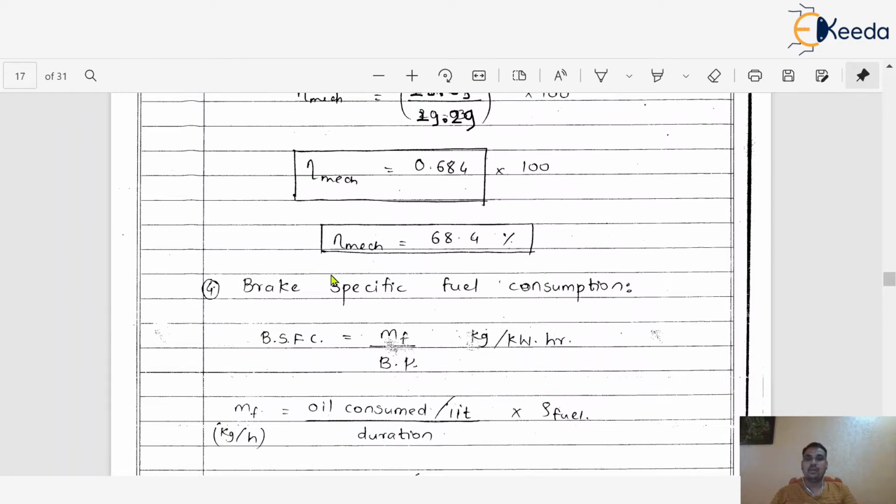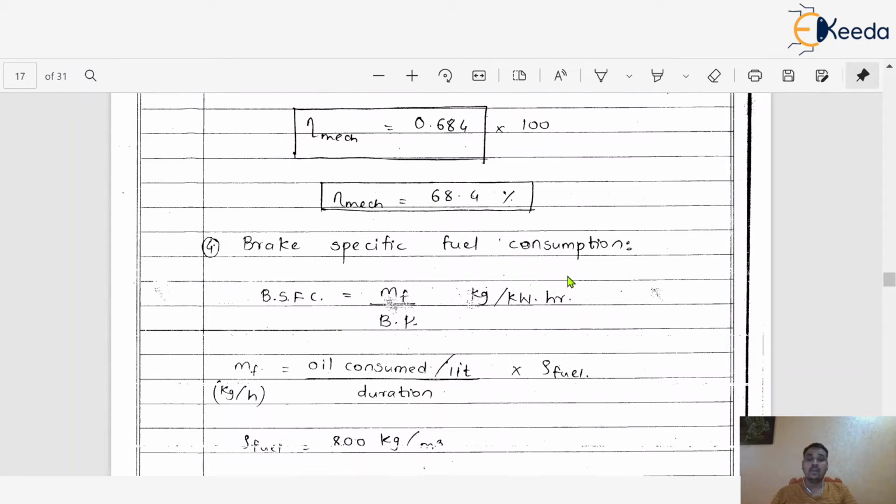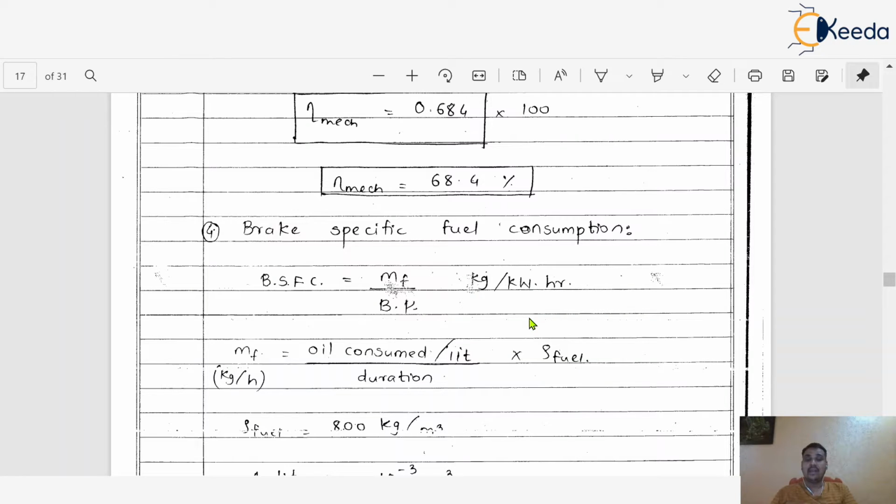After this, now we are going to calculate the BSFC value, that is brake specific fuel consumption. Again we have the formula: mass of fuel divided by brake power, and its unit is kg per kilowatt hour. So dear friends, everywhere the units are very important. If you miss writing the unit, definitely you will lose some marks, and if you write the wrong unit, definitely the further steps will also be wrong. That's why we have to write the correct units while solving the numerical. Then we will get the correct and required answers.